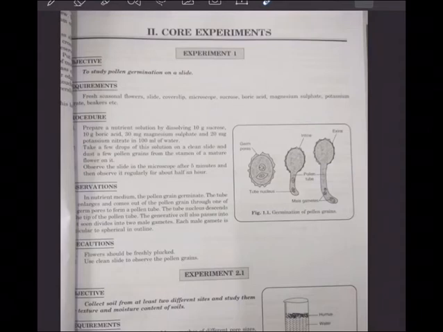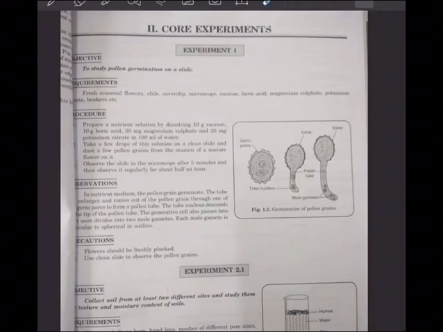Now what is it that you will observe? In nutrient medium, the pollen grain germinates. The tube enlarges and comes out of the pollen grain through one of the germ pores to form a pollen tube. As you are seeing on a pollen grain, there are so many germ pores surrounding it, and through one of the germ pores, the pollen tube starts coming out.